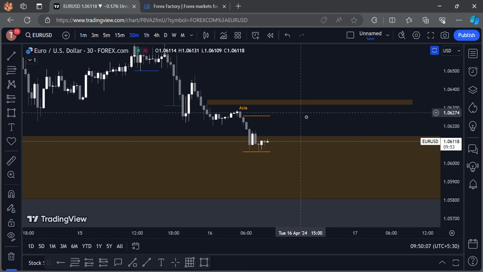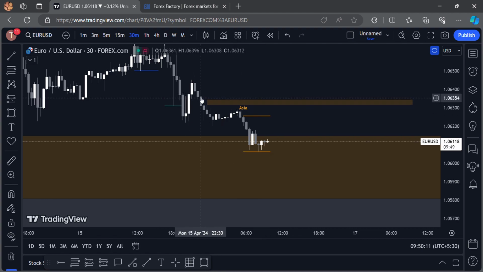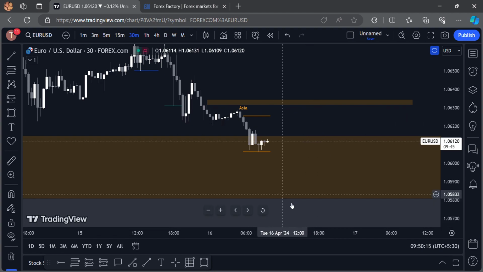So the clear bias is that we are going to take the Asia low, mitigate this unmitigated FVG and then move into the downward direction towards this OB. So this is pretty much it.